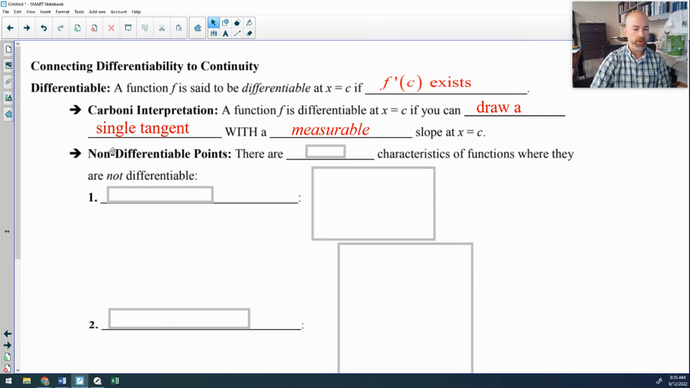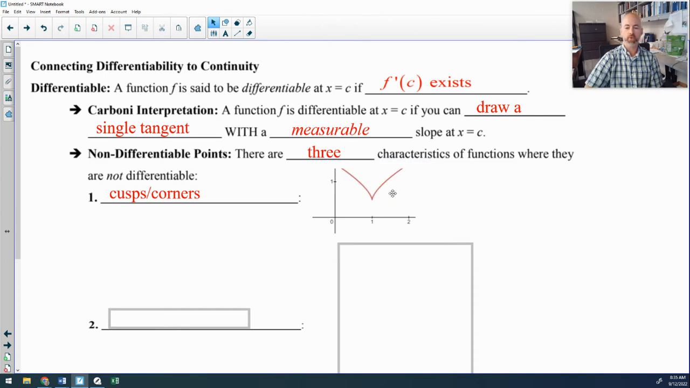So that begs the question, what would be a non-differentiable point? If a function can be differentiable, where could it be non-differentiable? There are 3 such places where a function is non-differentiable. The first one is a corner or a cusp. Let's look at a graph that contains a corner or a cusp.